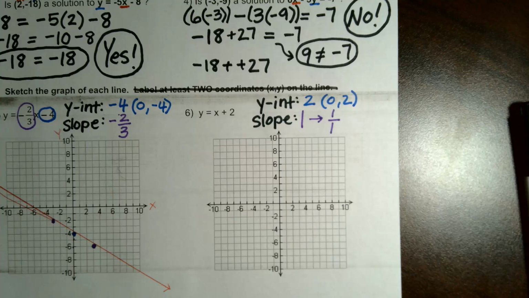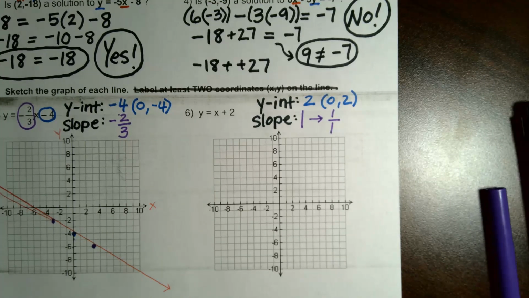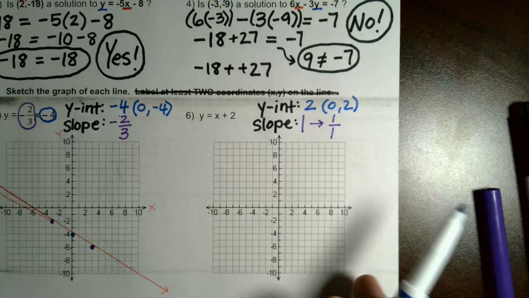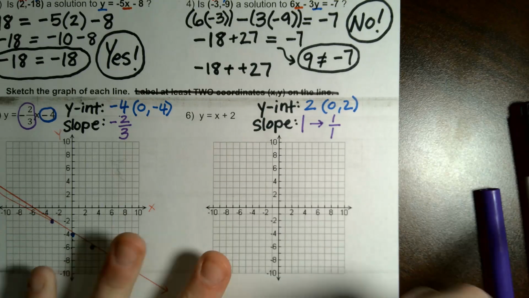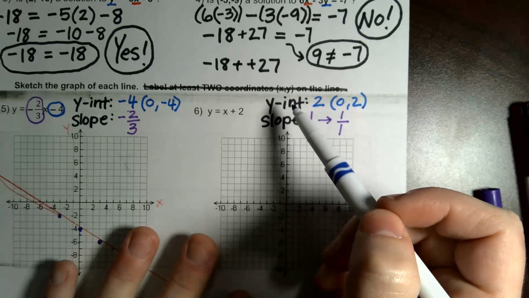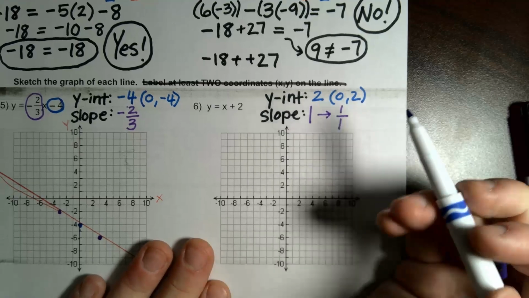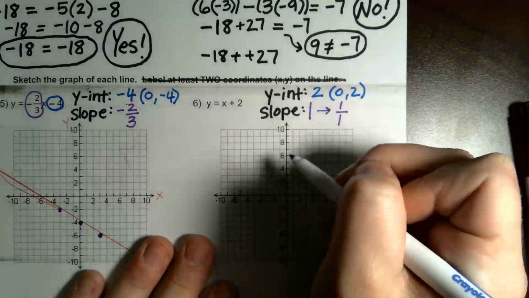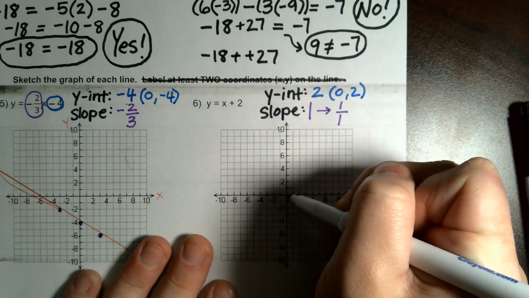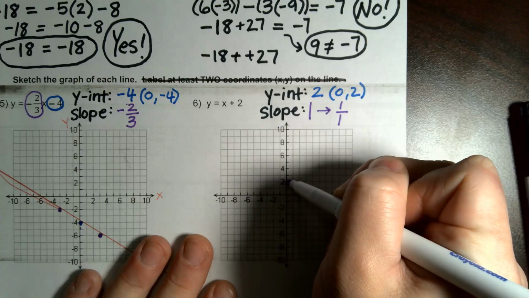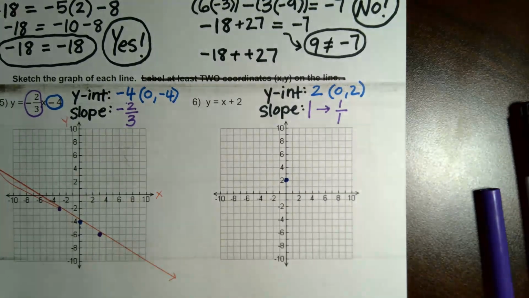All right. What should I do first? Get the y-intercept. Yes. Okay, so first we want to plot our point for the y-intercept. It is at 0, 2. So I'm going over 0. I'm going up 1, 2. Here we go. And then we're going to go up 1 over 1 to the right.